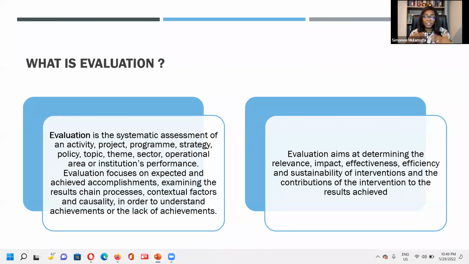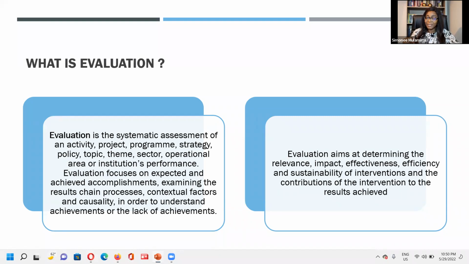Evaluation focuses on expected and achieved accomplishments. It also looks at examining the results chain, process, contextual factors and causality. Now, it's important for us to understand what is going wrong. What are the trends? Do we follow trends? What are the possible crises that we can expect? What are the challenges that we are facing? These are the issues that we are looking at in evaluation in order to understand achievement or lack of achievement. That is what evaluation is looking at.